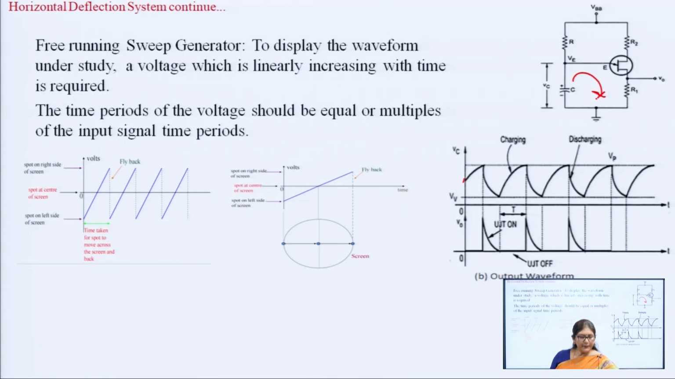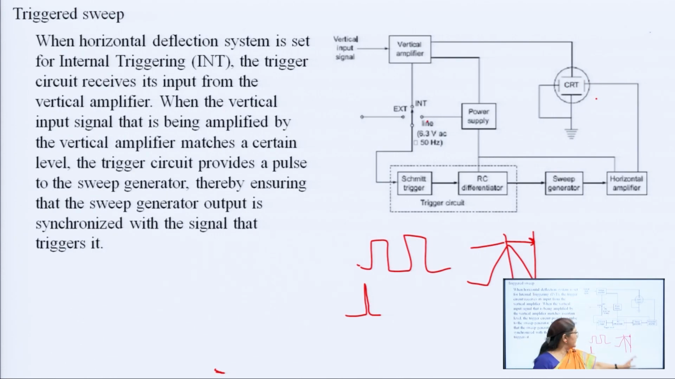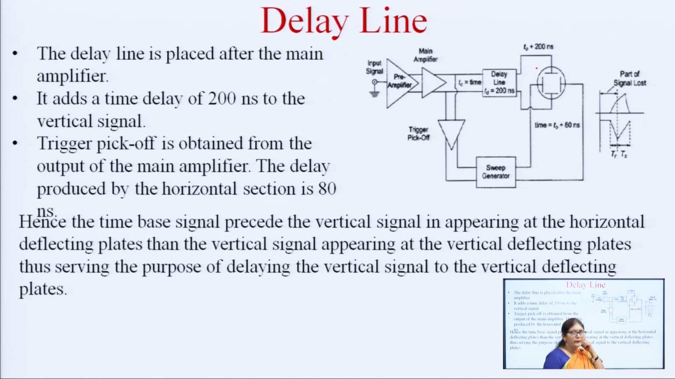In the horizontal path, the signal is passed through the trigger circuit, then through the sweep generator circuit, then the horizontal amplifier, then it reaches the horizontal deflection plate. So, it requires some time. So, if we directly feed the vertical amplifier output to the CRT and the horizontal signal is travelling in such a path, then what will happen? These two signals will not be synchronized. So, here a delay line is placed. This delay line basically provides a delay of 200 nanoseconds.